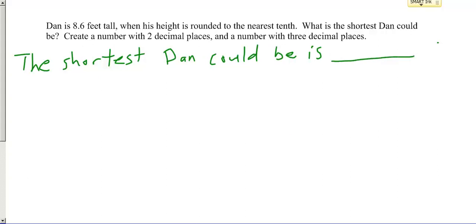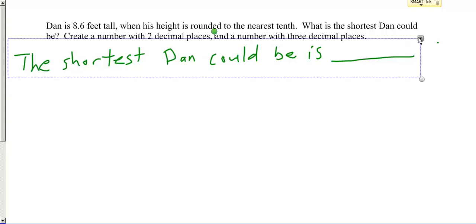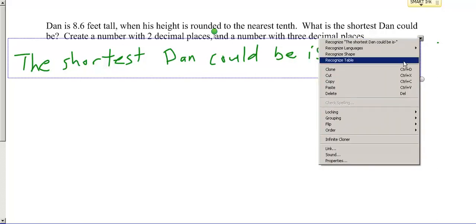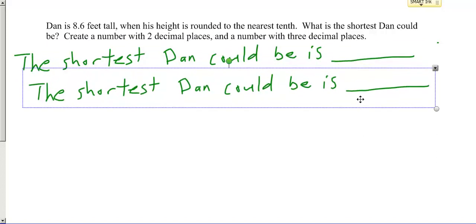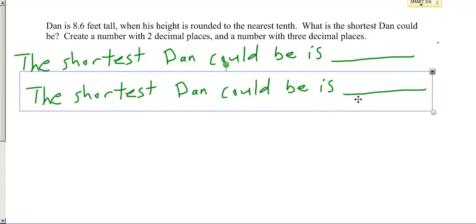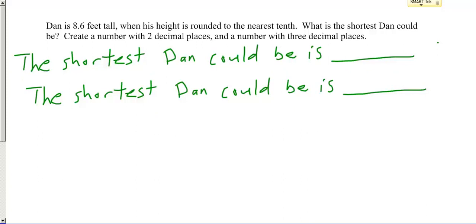Now, I also know that I have to have this twice because it's asking me for a 2-digit number and a 3-digit number. So I'm going to put both of those here. And this one's going to be 2-digit. This one's going to be 3-digit. So let's go back to my work over here.